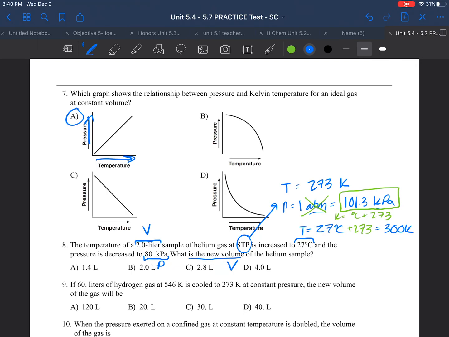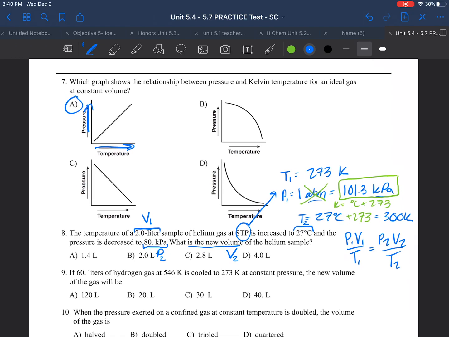Since we have multiples of volume, pressure, and temperature, this is going to be the combined gas law. So P1 V1 over T1 is equal to P2 V2 over T2. Now we have to decide which ones are the ones and which ones are the twos. You have to make sure to keep all the ones together as one condition. Initially we're starting off with a 2-liter sample at STP. So these are our ones, and then our twos are that we are increasing it to this new temperature. Here's the pressure being decreased, and we're trying to figure out what that new volume is.